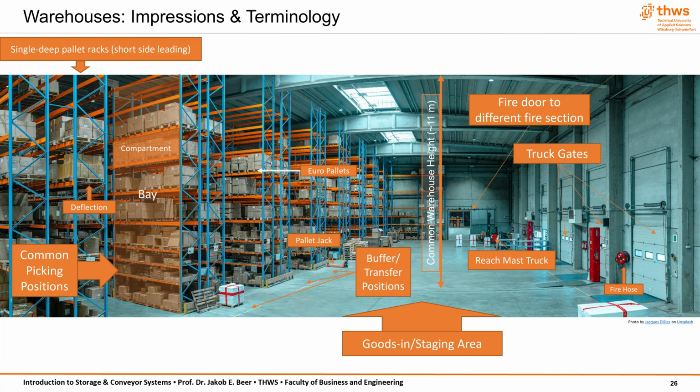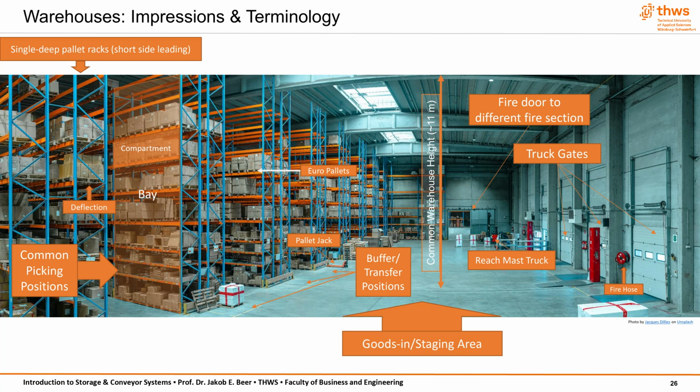For example, the material flow could be linear, with goods entering on one side of the warehouse and exiting on the other. Alternatively, it could be U-shaped, with goods in and goods out processed on the same side of the warehouse. This discussion of gates brings us to the next point, the space in front of the gates.